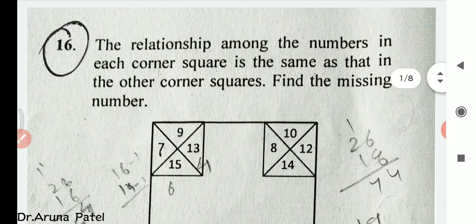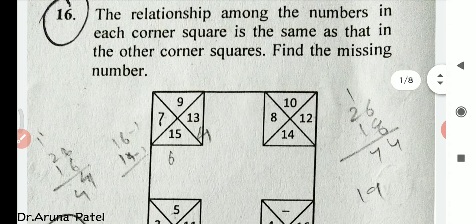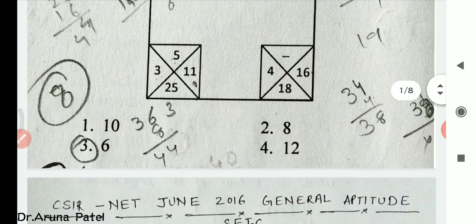The question is: the relationship among the numbers in each corner squares is the same as that in the other corner squares. Find the missing number. So here the four sets of numbers are given in a square when the square is divided by diagonal. These four triangles have numbers and you have to find the missing number, which is given in the last corner of the fourth square. So now see the solution.